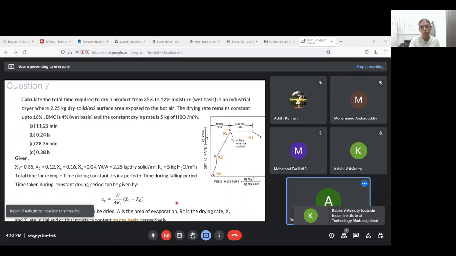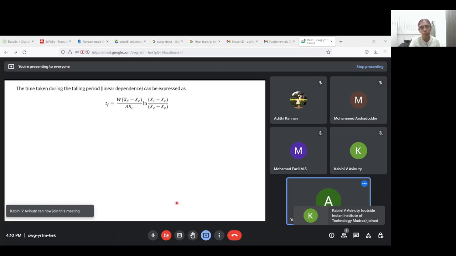For a falling drying period, we assume that it is a linear dependence. So when you assume a linear dependence, your falling rate time will have W by ARc into Xc minus Xe. Xc is your critical moisture content, which is 16%. Xe is your equilibrium moisture content, below which no matter how much you evaporate, the moisture content will remain the same. And ln of Xc minus Xe divided by X2 minus Xe. We already have Xc, Xe, X1 and X2 given in the question.